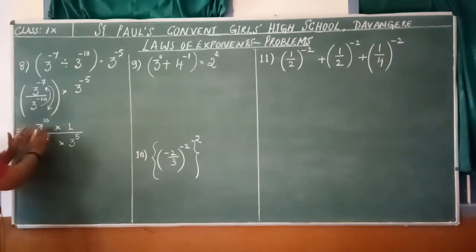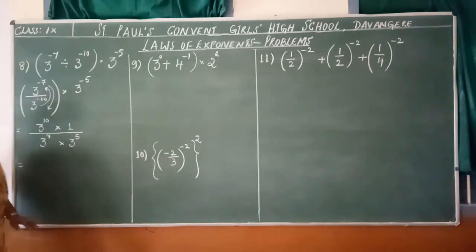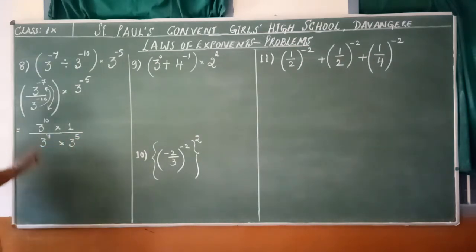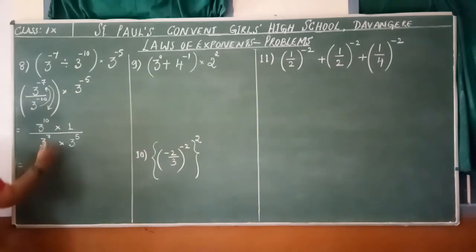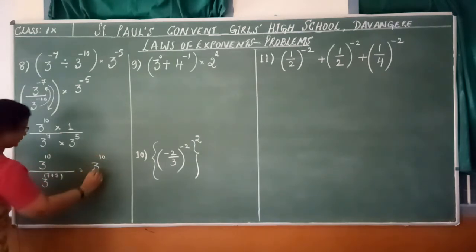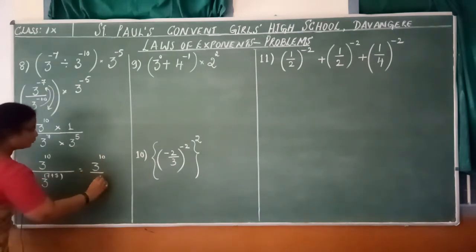Now, here I cannot apply any law of indices, but here I can apply a law of indices, that is the first law. a to the power of m into a to the power of n is equal to a to the power of m plus n. We have to add the indices. 3 to the power of 10 into 1 is 3 to the power of 10 itself. Here 3 to the power of 7 plus 5. That is equal to 3 to the power of 10 by 3 to the power of 12.